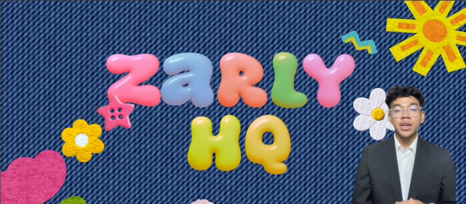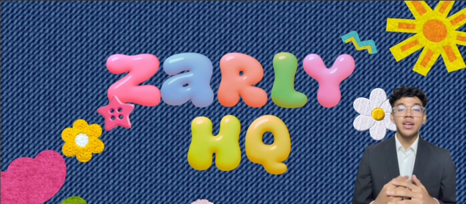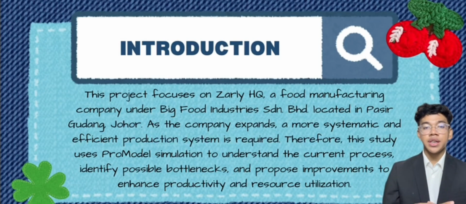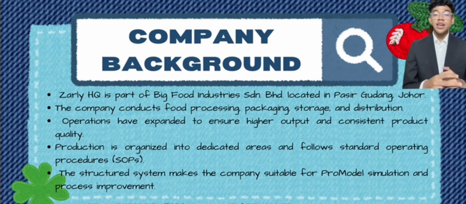Today, we will present our simulation project for Zarly HQ, a food manufacturing company under Big Food Industries Sendirian Berhad, located in Pasir Gudang, Johor. Zarly HQ focuses on food processing, packaging, storage, and distribution. As the company continues to expand, the production system becomes more complex. Therefore, a more systematic and efficient process is required to maintain smooth operations and consistent product quality.